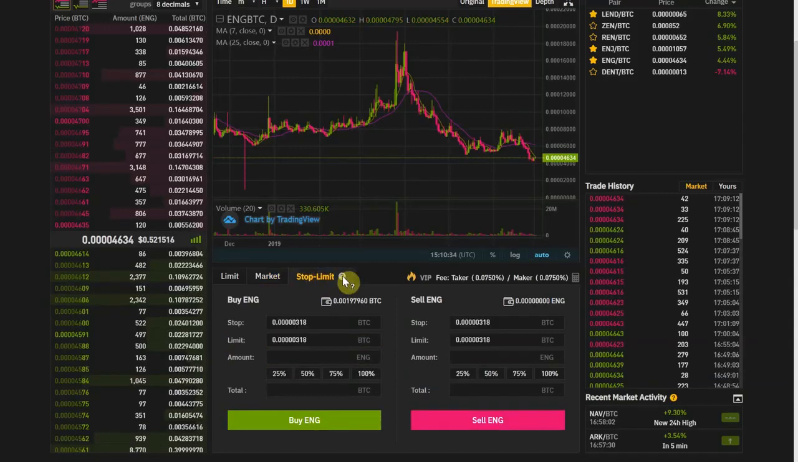let's move to the stop limit. And here it's more interesting because stop limits, how does this work? Again, don't confuse stop limit with stop loss and take profit. It doesn't necessarily mean the same thing.